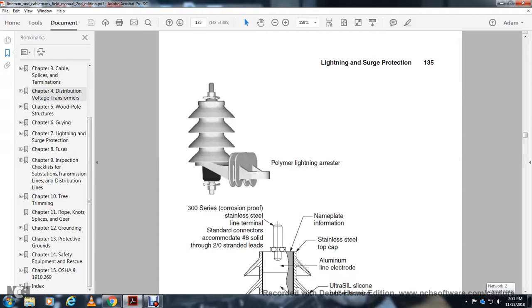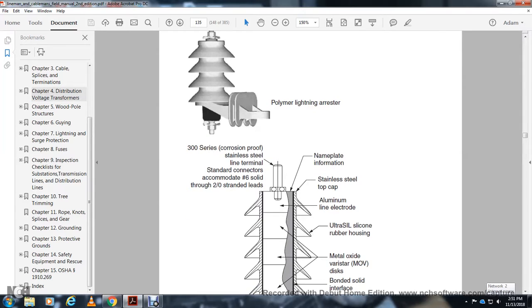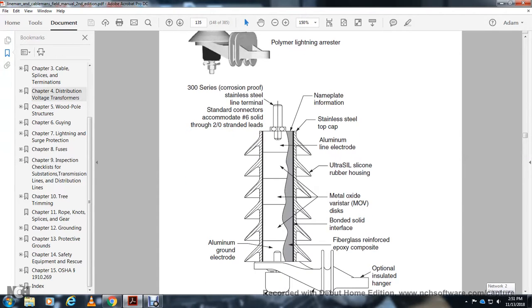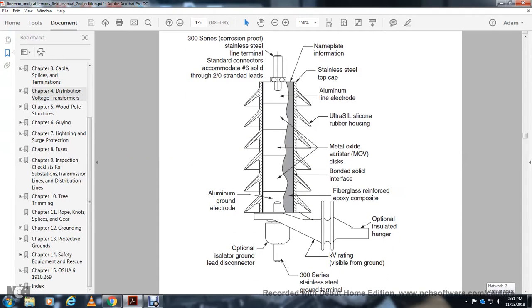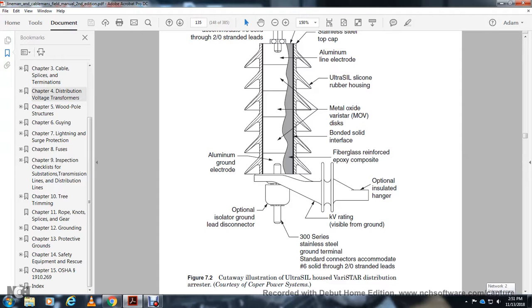Alright, you have your polymer lightning arrestor 3000 series: corrosion-proof stainless steel line terminal, standard connection accommodating number 6 solid with number 2/0 stranded steel. Nameplate information, stainless steel top, copper-aluminum line electrode, Ultrasil silicone rubber housing, metal oxide disc, bonded solid interface, fiberglass reinforced epoxy composite, aluminum ground electrode, optional insulated hanger, kilovolt rating visible from the ground, optional isolator ground lead disconnector, 300 series stainless steel ground terminal, standard connectors accommodating number 6 solid with number 2/0 and 2/1 stranded leads. Cutaway illustration, Ultrasil housed Veristar distribution arrestor.